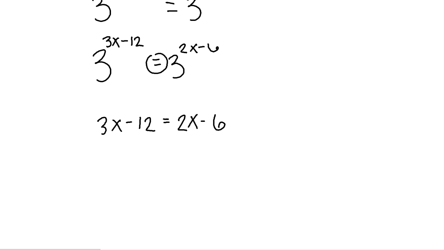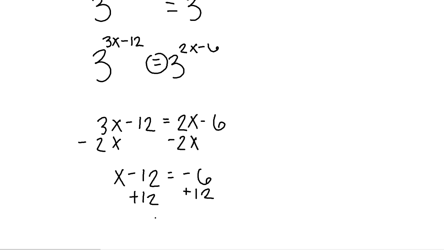You guys should be able to do this. We did this quite a bit this year, solving equations. Got to get all the x's to one side. I'm going to take away 2x on both sides, giving me x minus 12 equals negative 6. And then finally adding 12 on both sides gives me x equals 6.